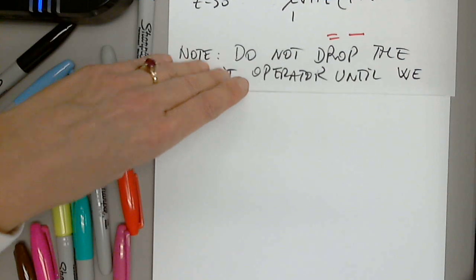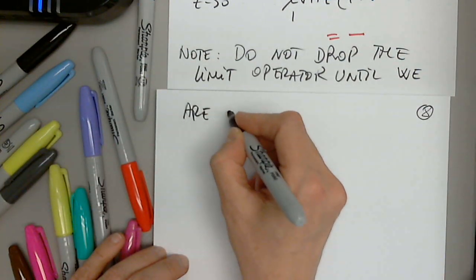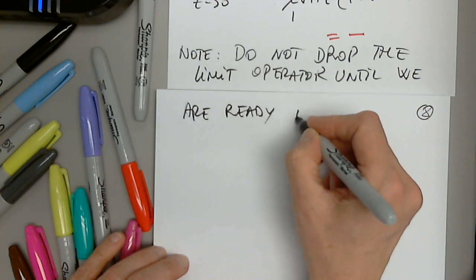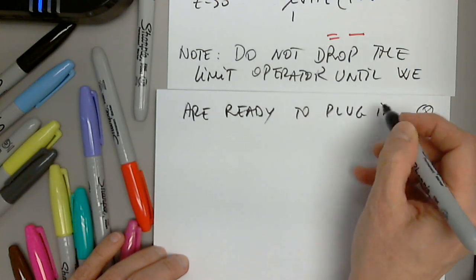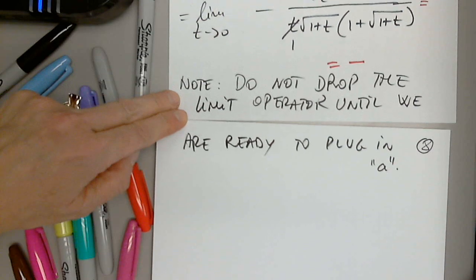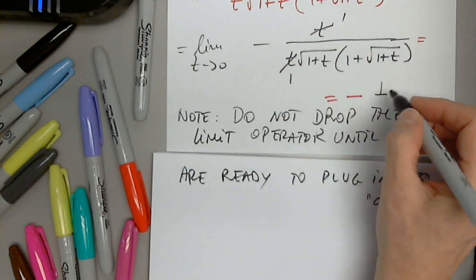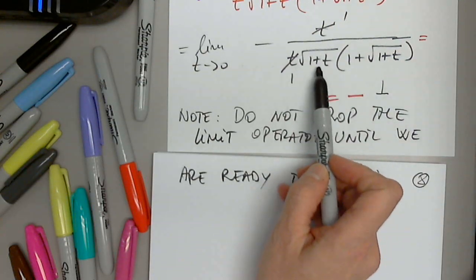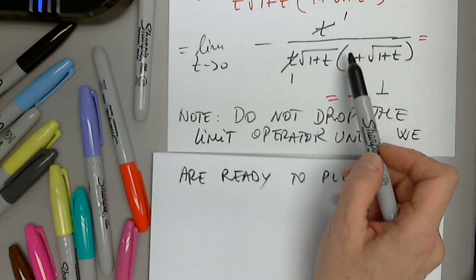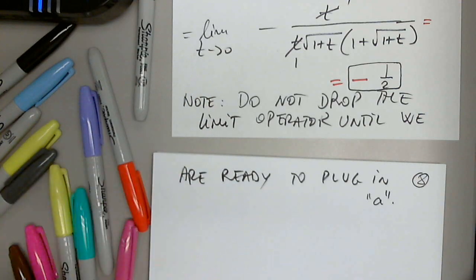Until we are ready to plug in the number, or plug in A. In this case, 0. So now coming back to our final problem, final answer, what is it? The numerator is 1, very good. And the denominator, this is 1, and this is 2, very good. So the final simplified form is -1/2.